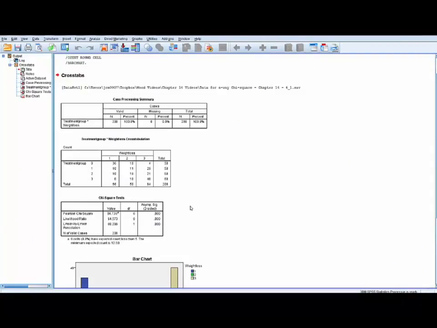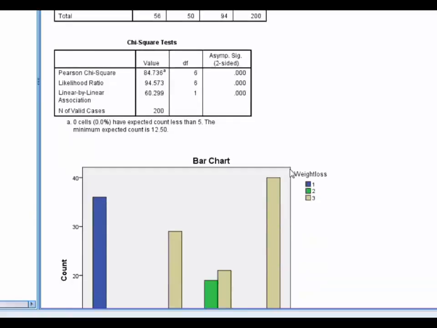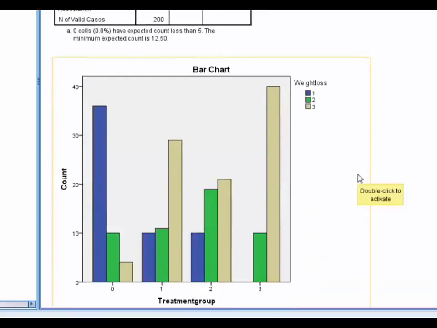Here now are the results of our chi-square analysis. Here's our contingency table. You've seen that before, with 200 people, 50 in each group, and how they were distributed across the weight loss categories. Here's the chi-square statistic, indicating that there's a significant relationship between which treatment group you were in and which category you were in with regard to weight loss. And as we scroll down, here is our bar chart that helped us to interpret the distributions for weight loss by the various treatment conditions.